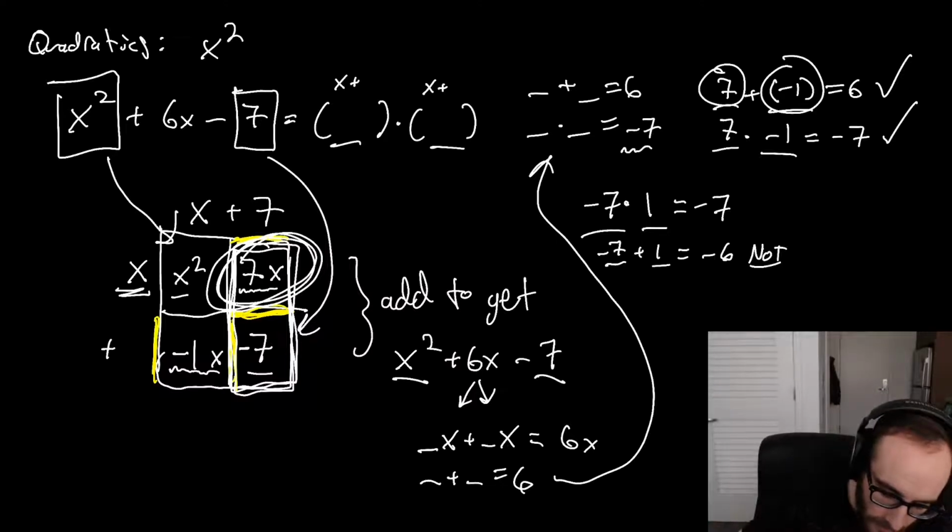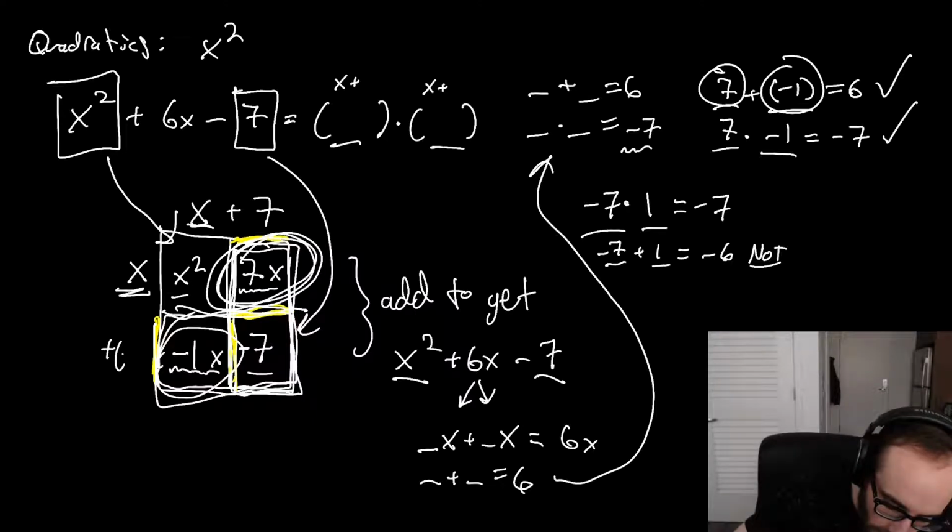Next, we look at the bottom ones. Here we could use either box. Let's use the first one again. Something times x gives us negative 1x. In this case, our number here is going to be negative 1.